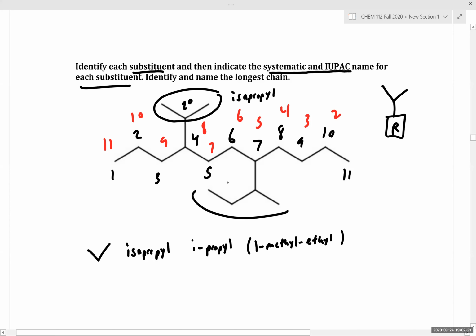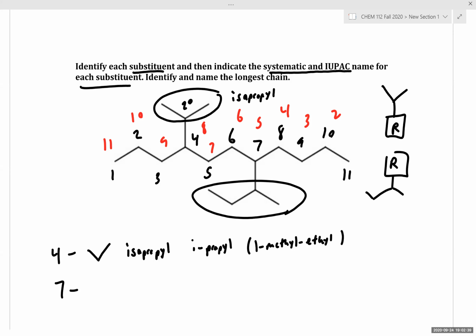Okay, what about this substituent at carbon 7? What do we call that? Looking at our table, what's the name for that?